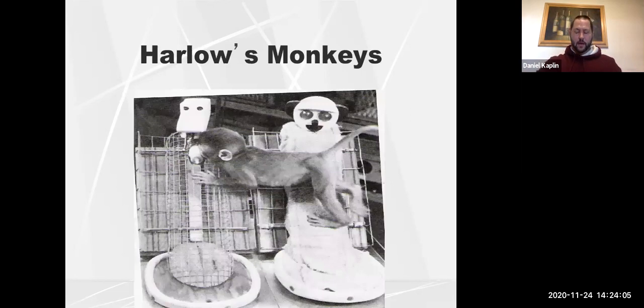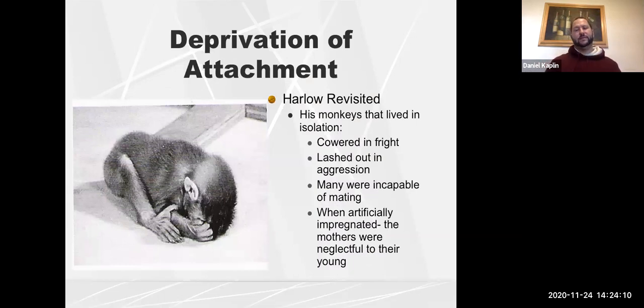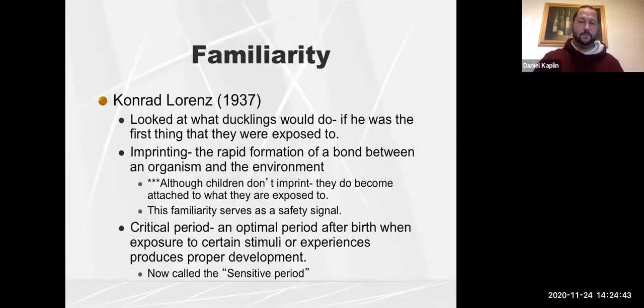And here's a picture of the monkeys. Now, what happens if the monkeys don't get comfort? Monkeys that are raised in isolation and develop poor attachment tended to cower and fright. Many of them could not have children. They acted more aggressively. And the female monkeys that were artificially impregnated tended to be more neglectful to their young. So the stakes are fairly high here.